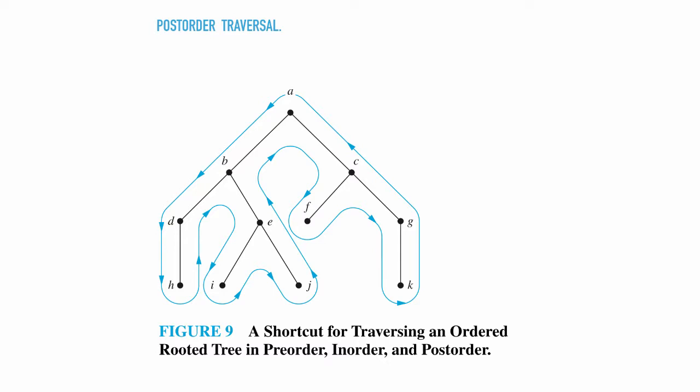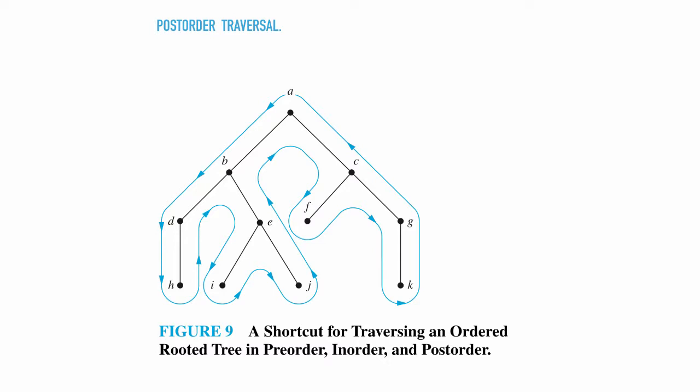When this is done in the rooted tree in Figure 9, it follows that the pre-order traversal gives A, B, D, H, E, I, J, C, F, G, K. The in-order traversal gives H, D, B, I, E, J, A, F, C, K, G. And the post-order traversal gives H, D, I, J, E, B, F, K, G, C, A.